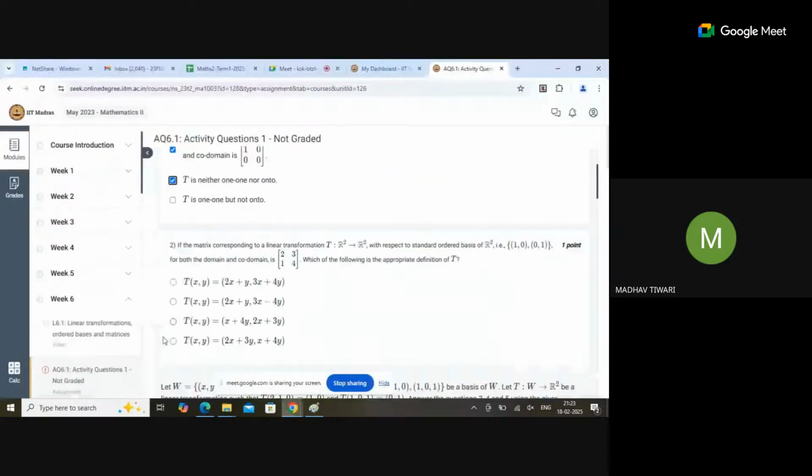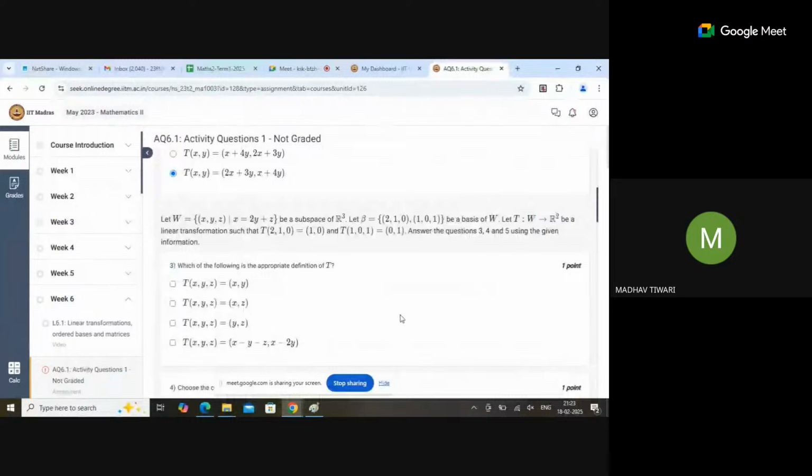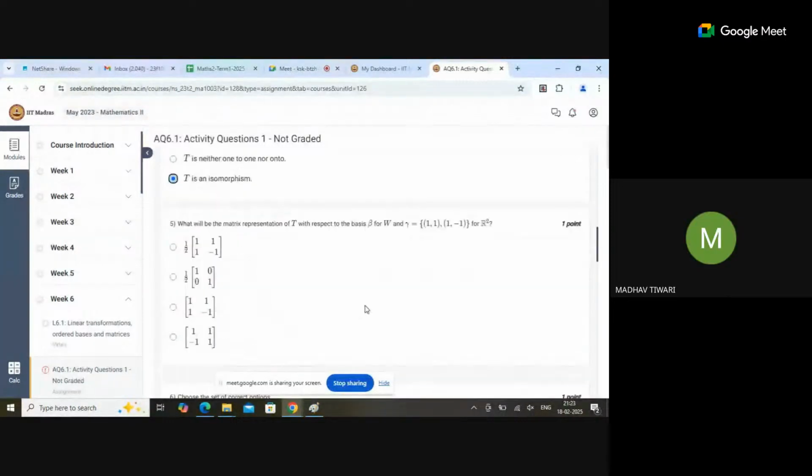So here it is. Anyone having any query, you can ask directly. Next is this one. We have solved this, I think. What did we get? We got this. It is saying T is what? We have found that it is an isomorphism. For the matrix representation, I think I solved it. It was 1 by that, right? 2.